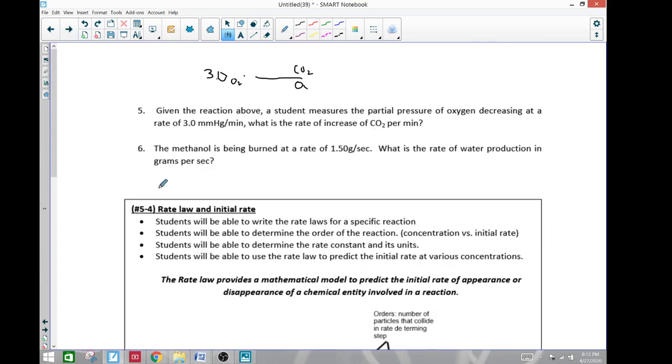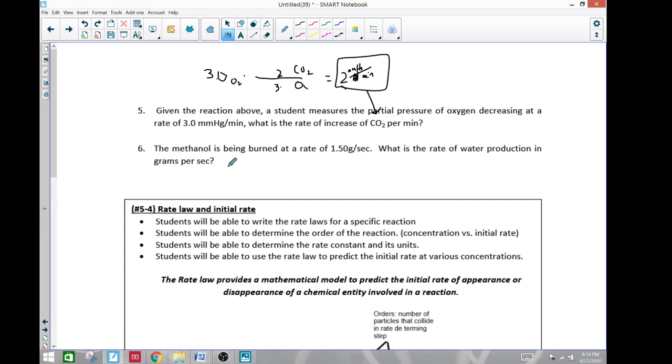All right, and get rid of the 3 and go to the 2. 2 times 3 is 6. 6 divided by 3 is just 2. So it'd be 2 mmHg per minute. That's this guy right there.